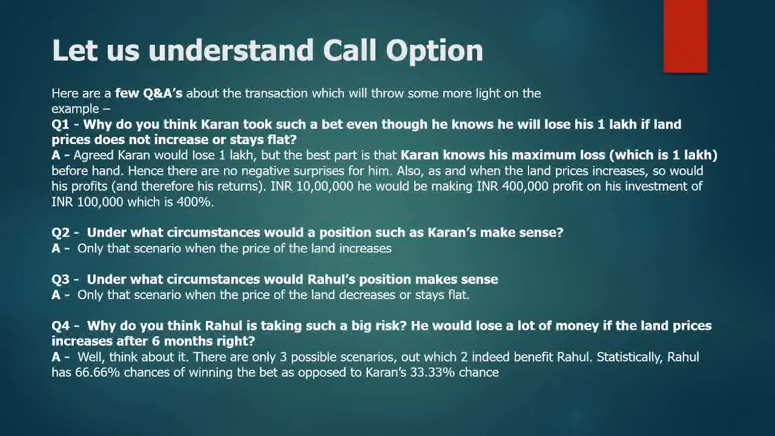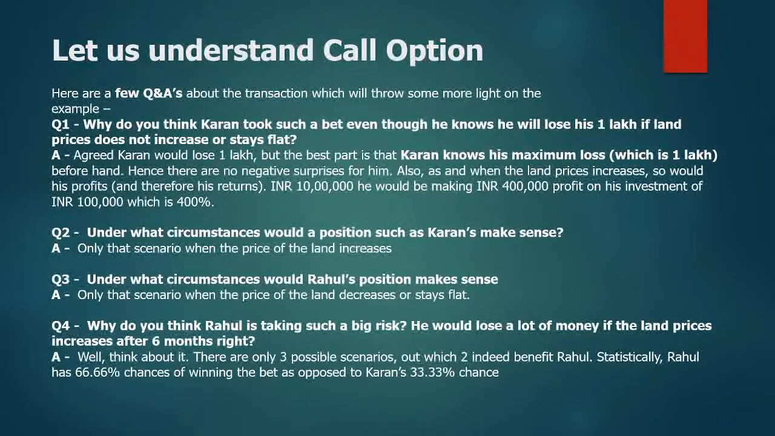Under what circumstances will Rahul's position make sense? Only in the scenario when the price of the land is less than or equal to 6 lakh. In that case, Rahul's position will make sense. Why do you think Rahul is taking such a big risk of selling? Because he could have a notional loss of rupees 4 lakh, and he will lose a lot of money if the land price increases after 6 months.